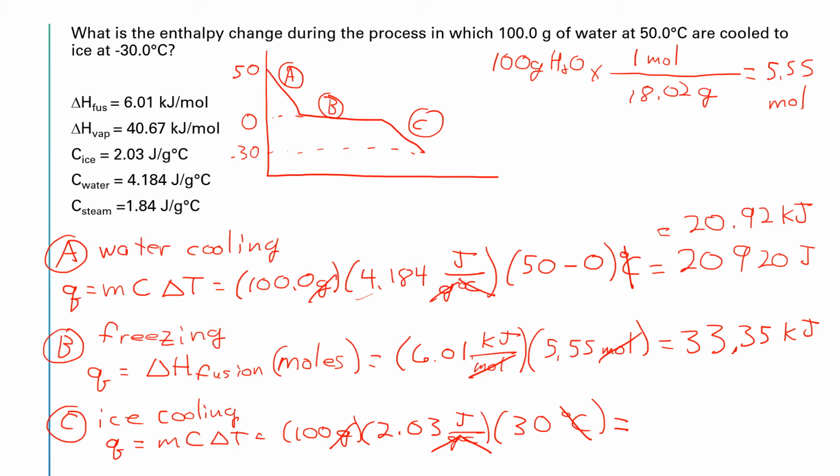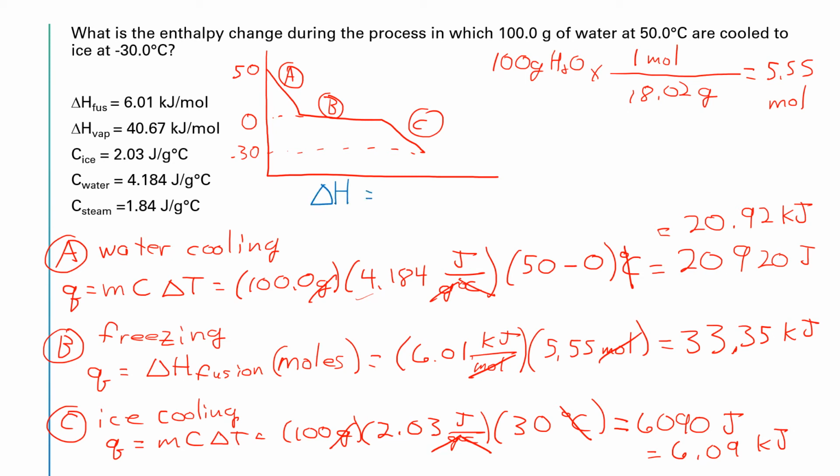So I'm going to take 100 times 2.03 times 30, and that's giving me 6,090 joules, or if we convert that to kilojoules, that'll be 6.09 kilojoules. Now to get the enthalpy change for this entire process, we've got to add up all 3 of these enthalpy changes. So boy, I am running out of room. So to help make this a little more organized, I'm going to change color. And so now we're looking at our total delta H.